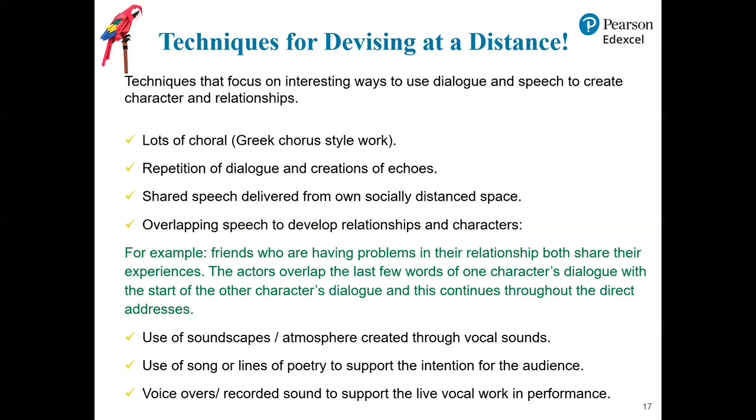You could overlap speech to develop relationships and characters. So for example, friends who are having problems in a relationship, they could both share their experiences. The actors overlap the last few words of one character's dialogue with the start of the other character's dialogue, and they continue throughout the whole of that direct address. So going backwards and forwards between the two characters. It's a nice approach and a nice way to keep characters socially distanced while still developing relationships.